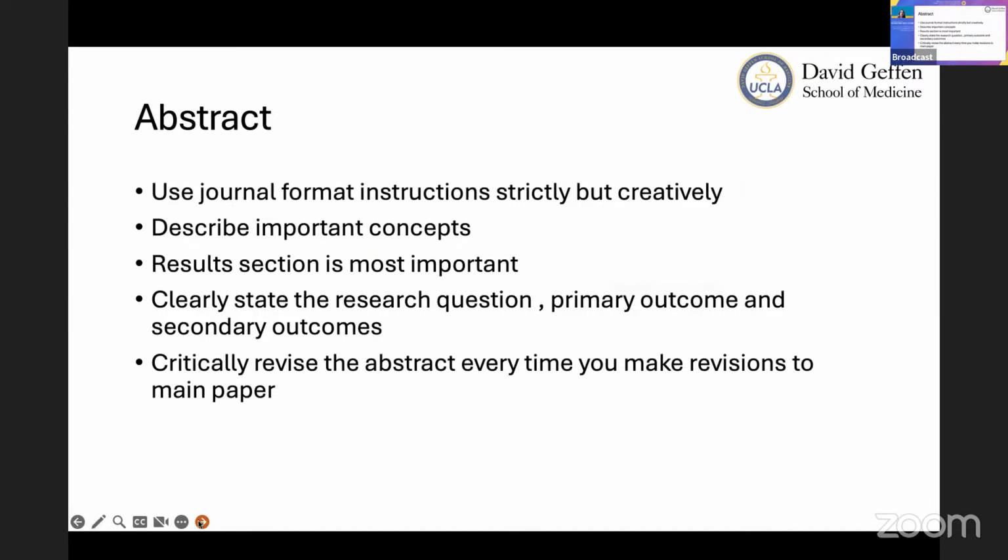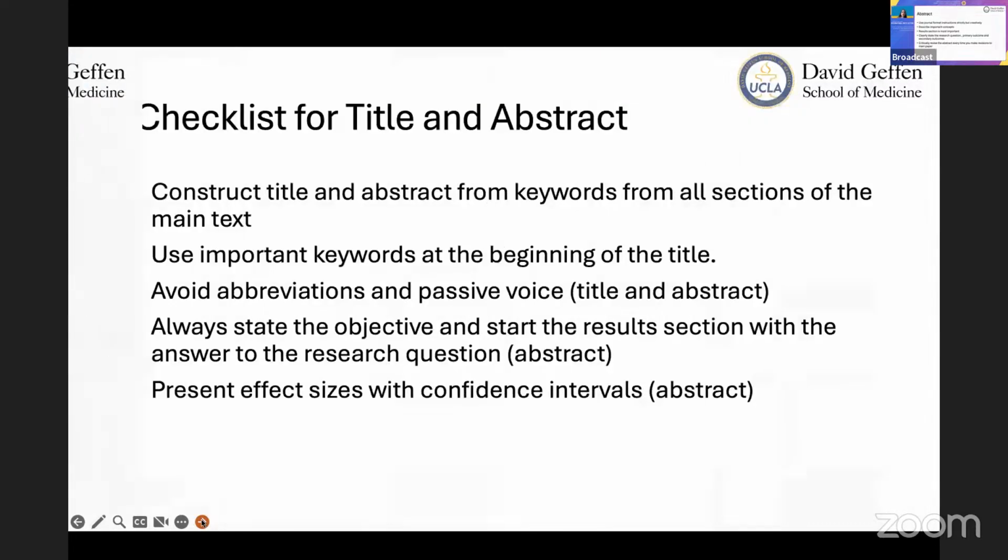Again, when you develop an abstract, use the journal format instructions strictly, but use it creatively because you only have a smaller number of words. You don't have the ability to write everything in the abstract. Describe the most important concepts and clearly state the research question and primary outcome, and then critically revise the abstract every time you make a revision to your main paper. Let's say the main paper got some reviews and you made a revision, you do have to revise your abstract every single time. So that was title and abstracts.